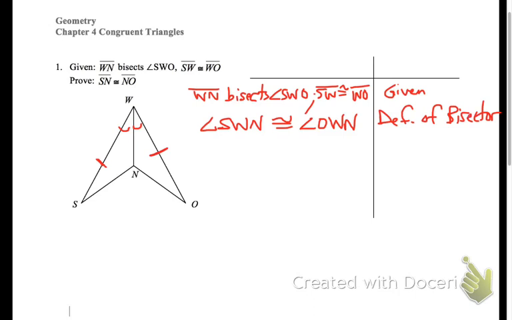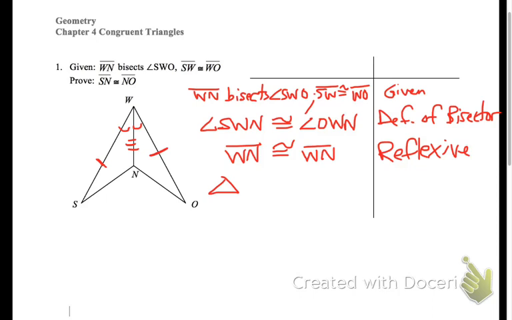Okay, that gives us angle congruence. How about segment WN congruent to itself? Segment WN, that's this shared side. That's the reflexive property. It tells us that that segment is congruent to itself. So now that's enough to prove that triangle SWN is congruent to triangle OWN.